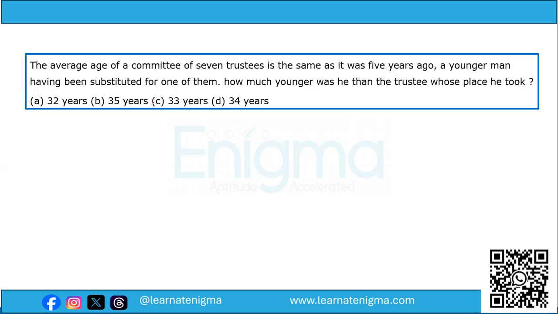The average age of a committee of 7 trustees is the same as it was 5 years ago, a younger man having been substituted for one of them. How much younger was he than the trustee whose place he took?